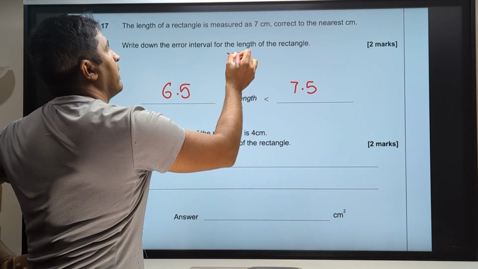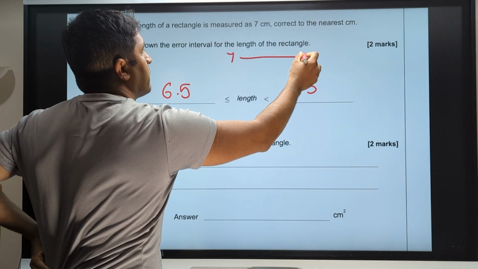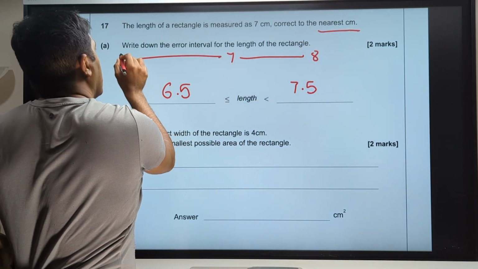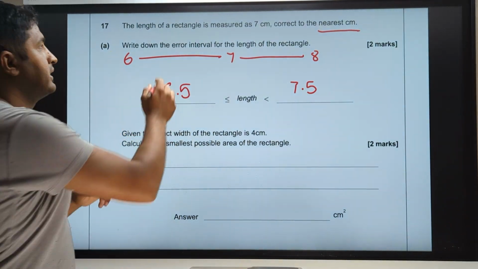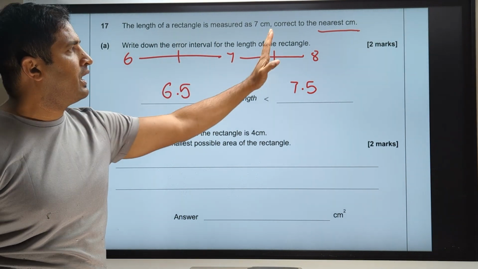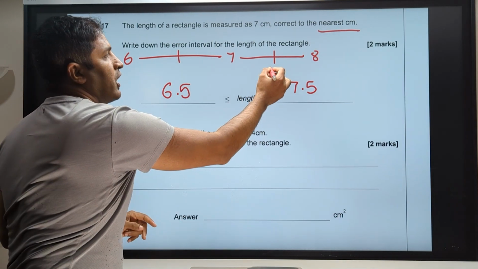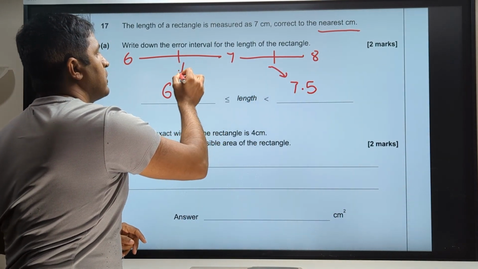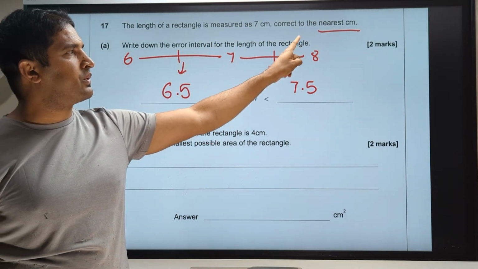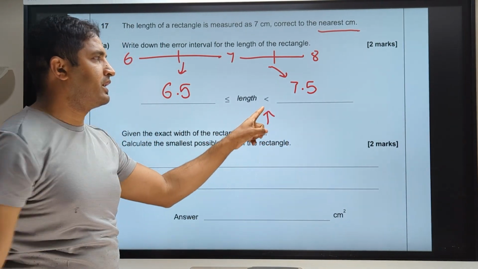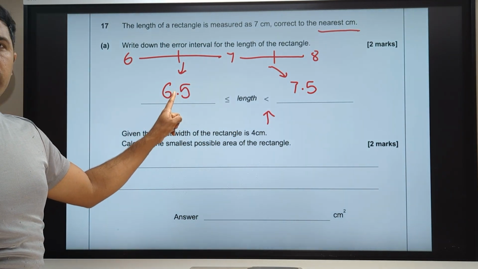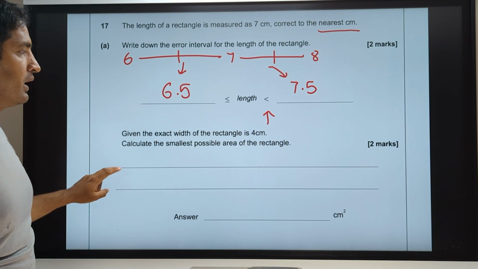How do we generally work this out? If it's rounded to nearest centimeter, we always look for the next number at nearest centimeter, which is 8, and look at the number before that, which is 6. Now the boundaries are these. All the numbers that round to 7 are from halfway between 6 and 7 and halfway between 7 and 8. So that would be your upper bound, 7.5, and this is your lower bound, 6.5. But 6.5 rounds to 7, but 7.5 rounds to 8. And that's the reason we always use strictly less than sign. It has to be strictly less than 7.5, but greater than or equal to 6.5. And that's the error interval that we needed to write down.